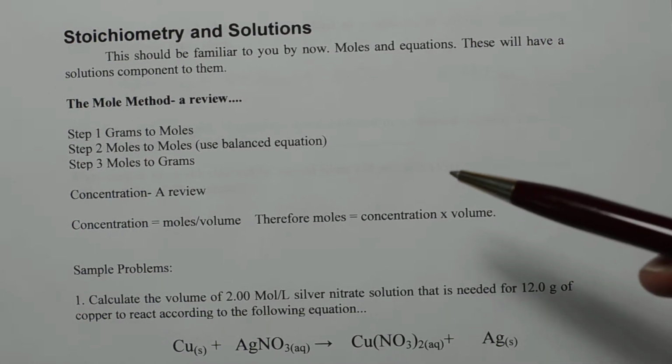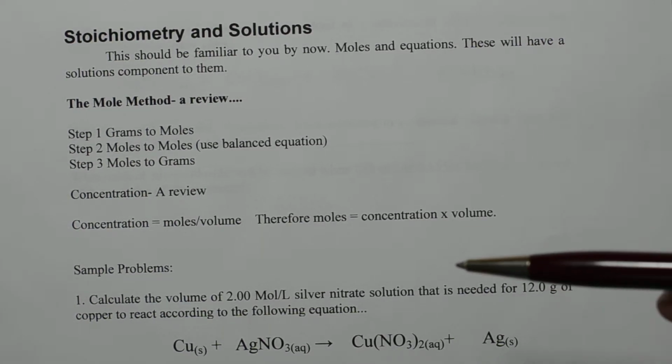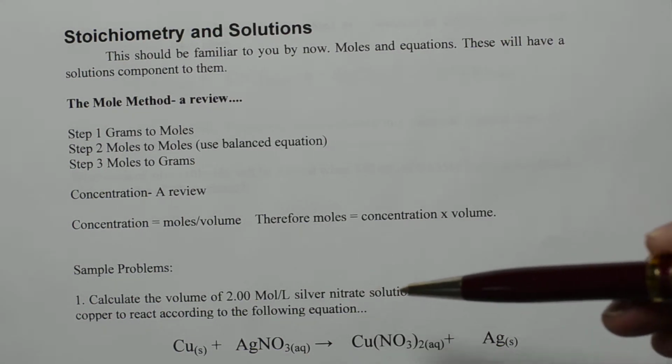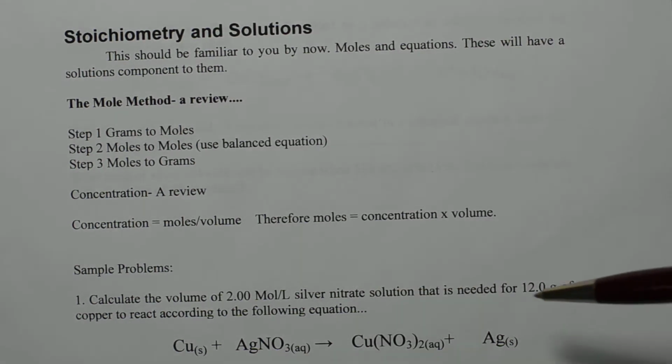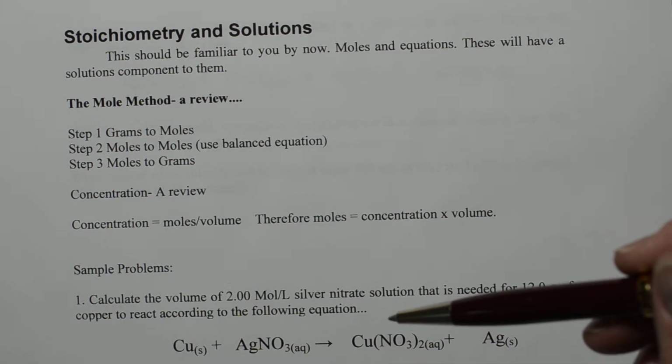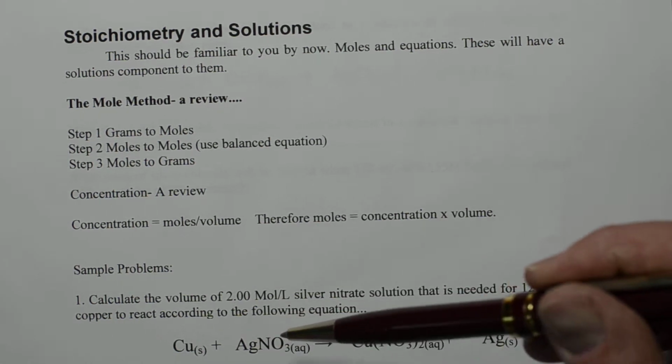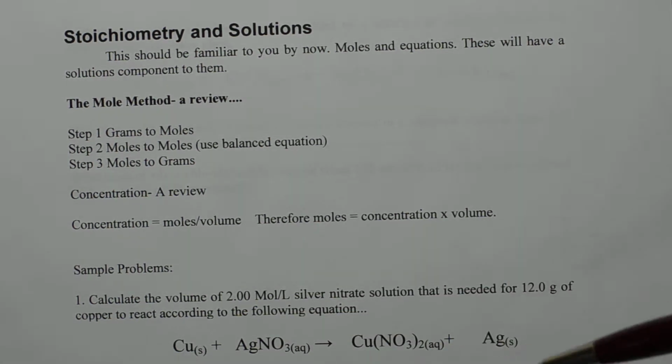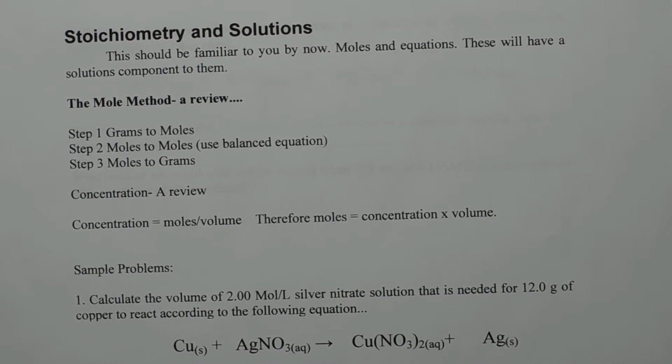Okay, so let's look at our first problem. Calculate the volume of a 2 mole per liter silver nitrate solution that's needed for 12 grams of copper to react according to the following equation. Copper plus silver nitrate goes to copper 2 nitrate plus silver. Well, what's the first thing you notice? If you were thinking that that equation is not balanced, you would be correct. So if you could just spend a few seconds balancing that equation, and let's see if you come up with the same thing I do.